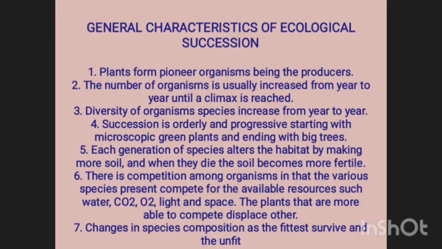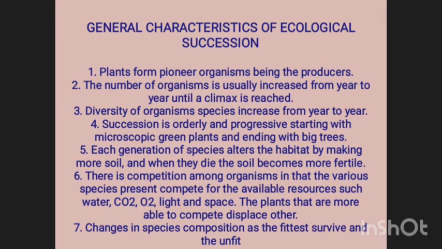Number six is that there's competition among organisms, in that the various species present compete for the available resources such as carbon dioxide, oxygen, light, and space. And the plants that are more able to compete displace the others, which is true. There'll be competition on that particular land that is abandoned. The stronger ones will be able to overpower the weaker ones. All right, since their needs include water, carbon dioxide, light, oxygen, and space, there will be serious competition. So the stronger ones will replace the weaker ones.